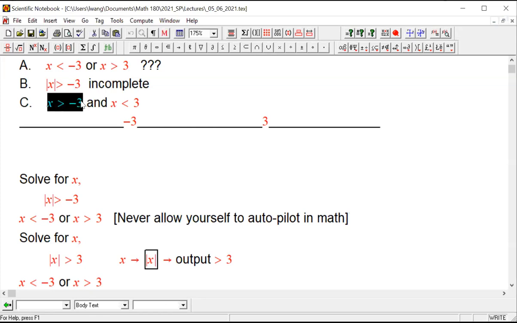X is larger than -3. Okay, so we understand that all these are larger, right? So this is circle and this is circle, right? Larger than -3 means what? Larger than -3, that's larger than -3. Those are larger than -3. Do you follow me? And to eternity.